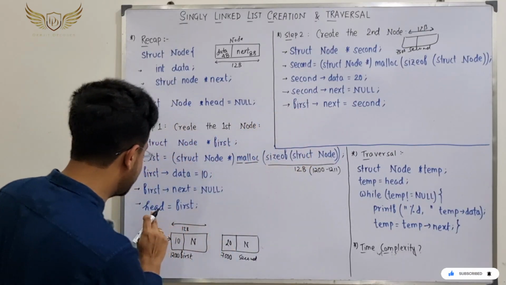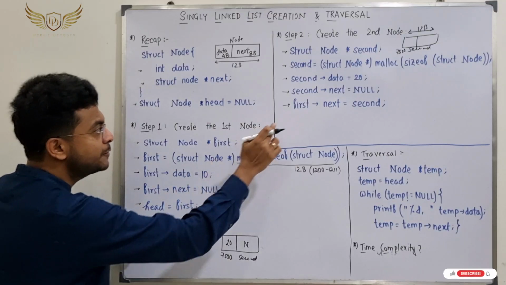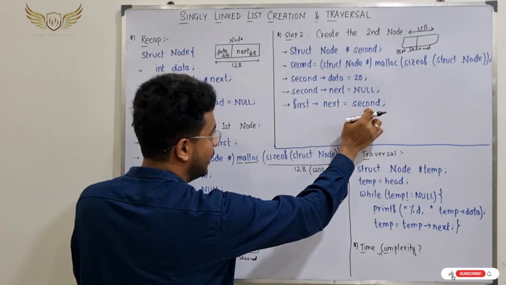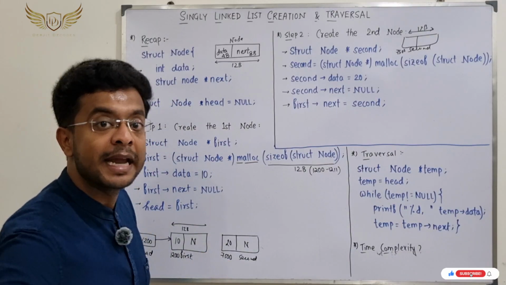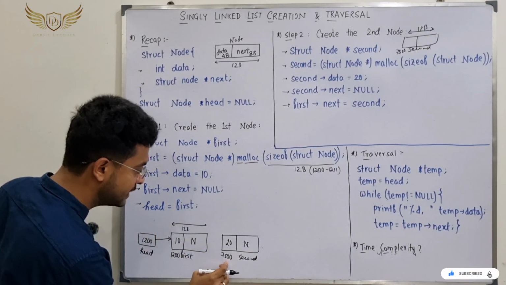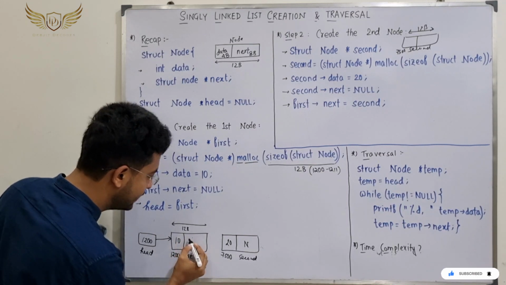First arrow next was initially null. So this first arrow next will be replaced by second. What is the meaning of second? Second is nothing but the starting address of the second node. What is the starting address of the second node? 7500. So this null is getting replaced by 7500.